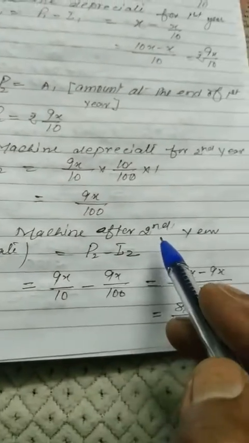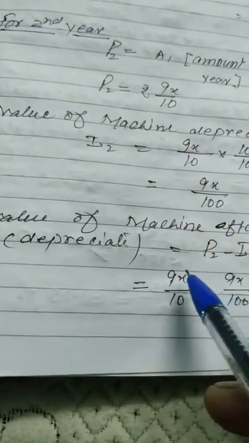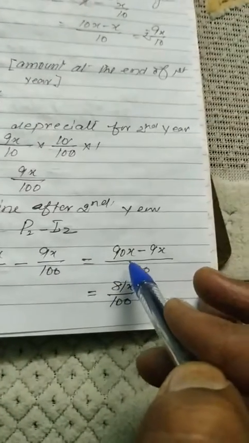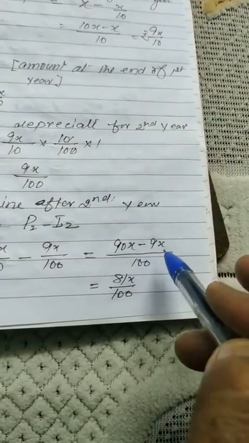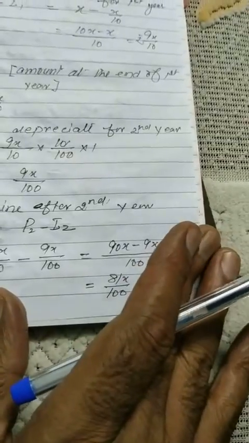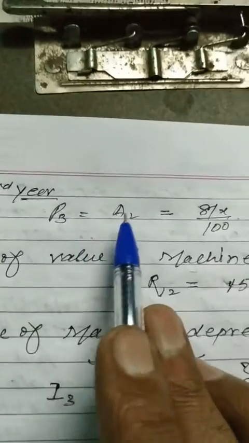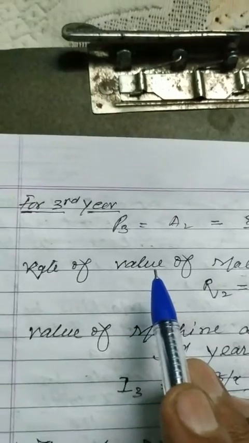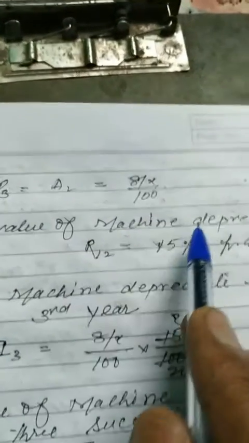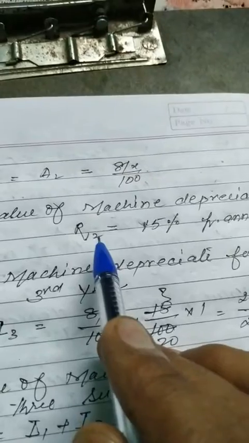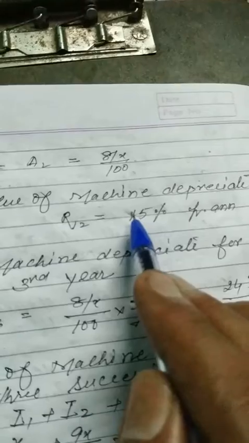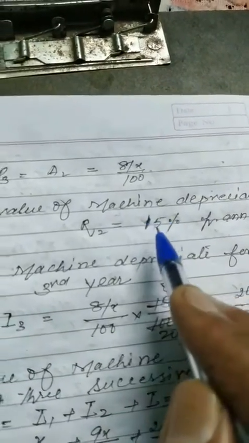Value of the machine after the second year equals P2 minus I2, that is 9x over 10 minus 9x over 100, equal to 90x minus 9x over 100, which is 81x over 100. For the third year, P3 equal to A2, 81x over 100. The rate of depreciation for the third year is 15% per annum, so in the third year the value depreciates at 15% per annum.